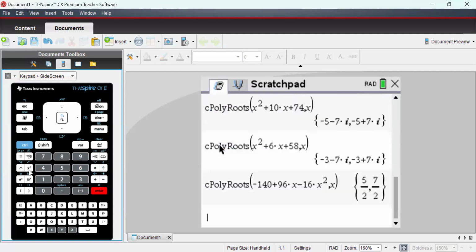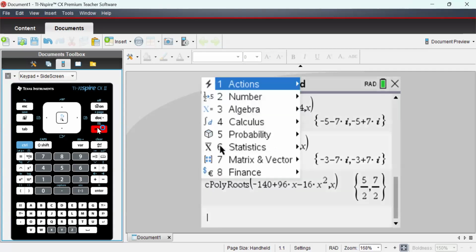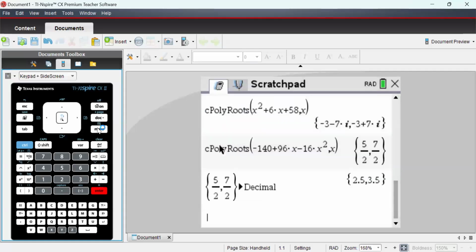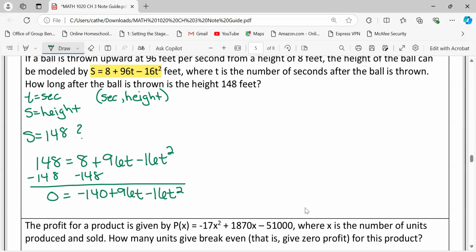So 5/2 and 7/2. So 2.5 and 3.5. And I don't remember if they want fractions or decimals on this. So read where you put the answer. See if the word fraction is in there, you're going to use a fraction.